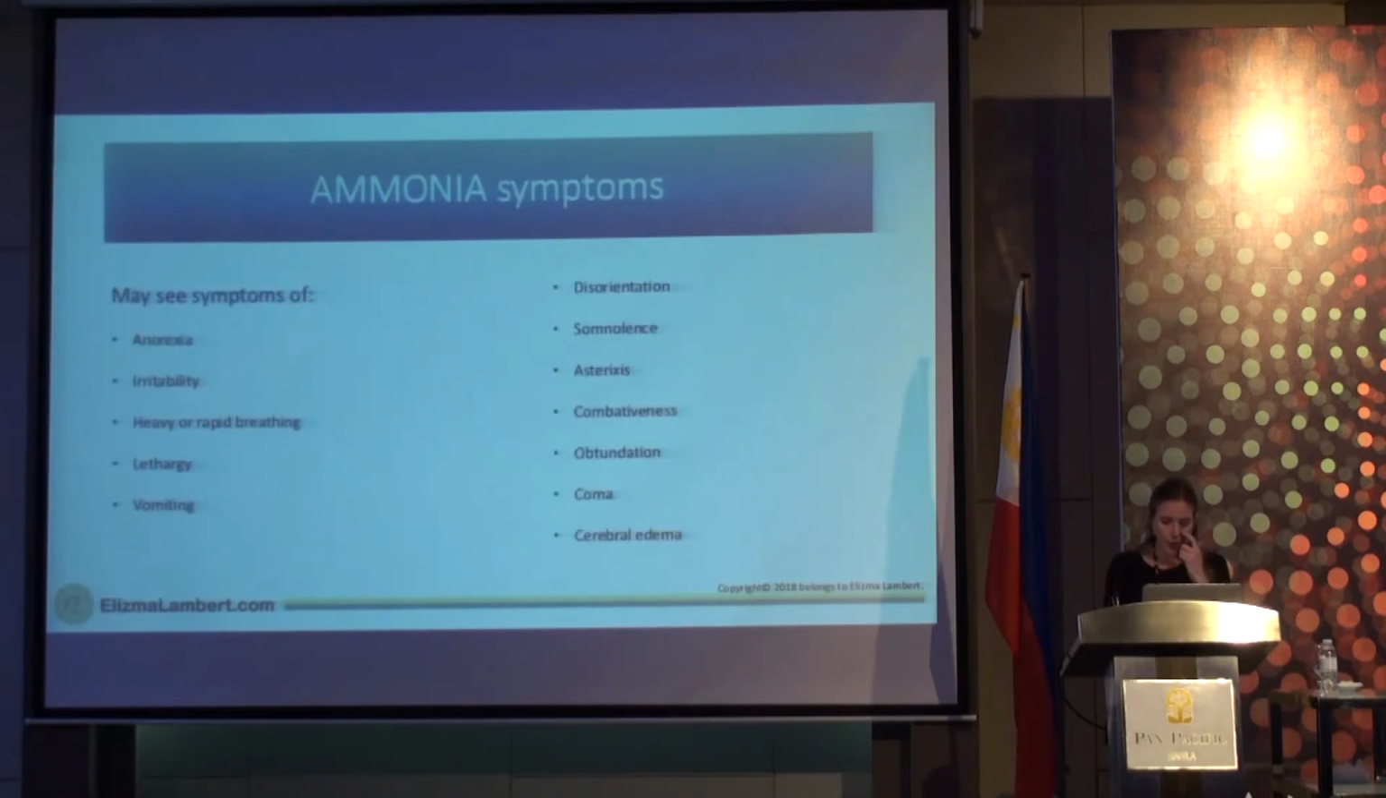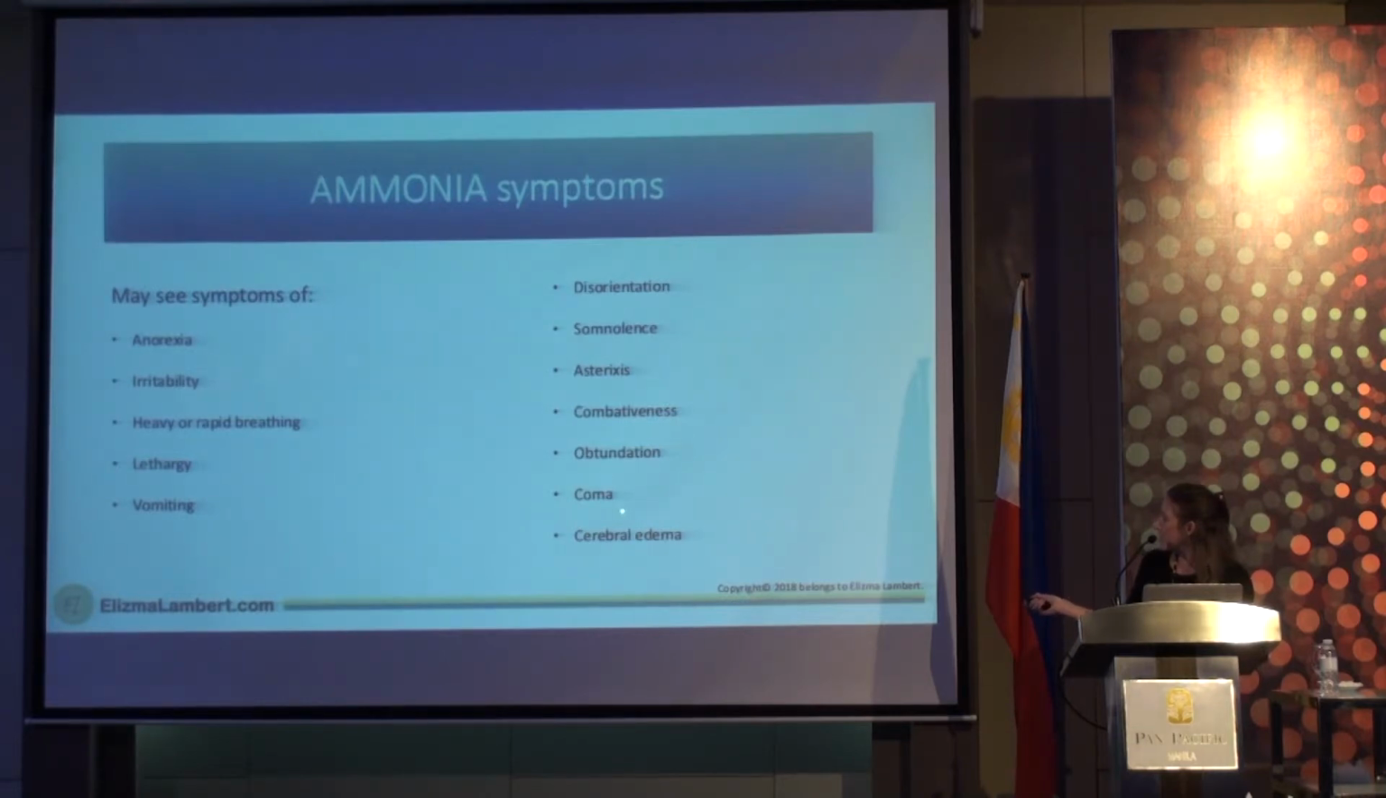All right. So ammonia is a highly toxic substance, and it can produce symptoms even in tiny amounts. And so it's very important for the body to neutralize it and clear it out as quickly as possible. And some of the symptoms that you may see with ammonia accumulation include things such as anorexia, irritability, heavy or rapid breathing, lethargy, vomiting, disorientation, somnolence, asterixis. And asterixis is sort of like a flapping tremor. So they call it a flapping tremor because it resembles the flapping of a bird's wings.